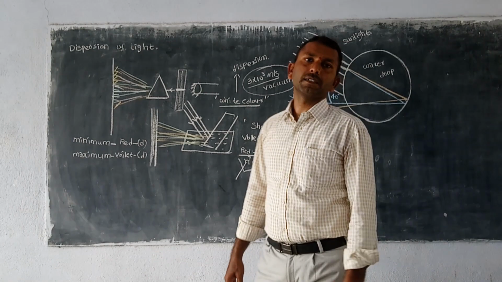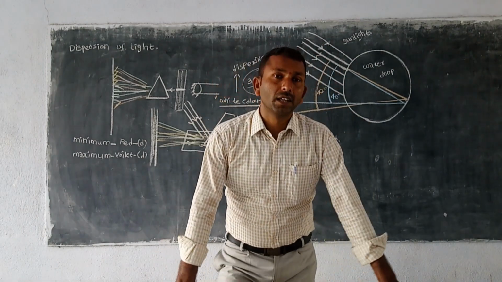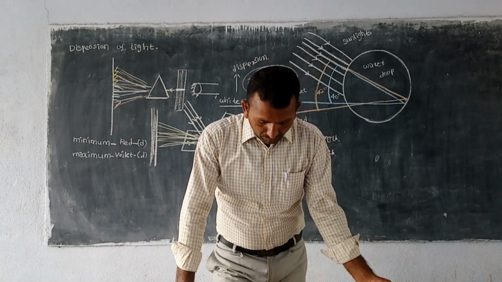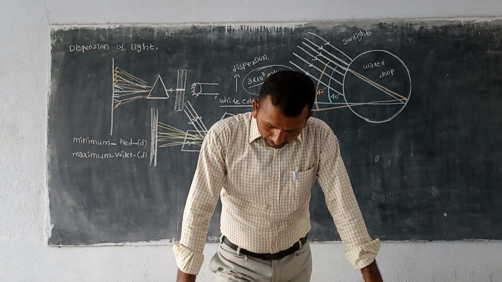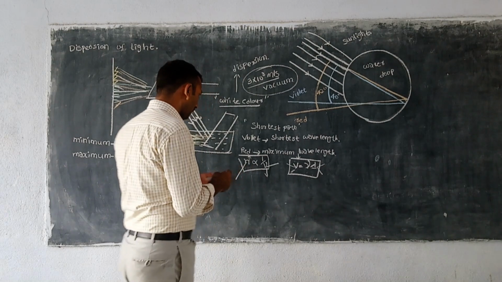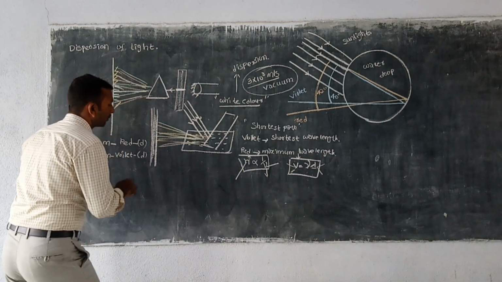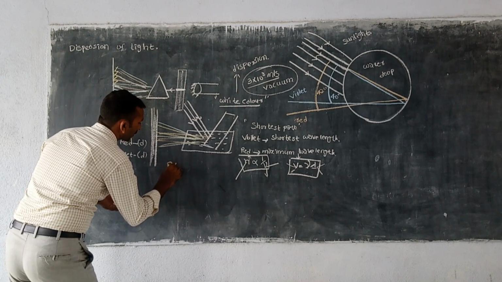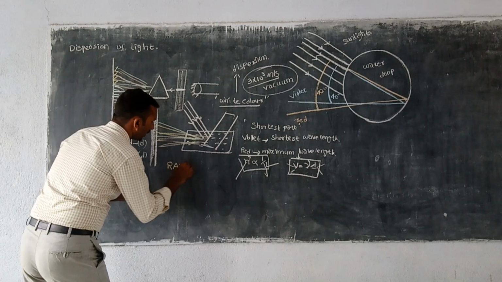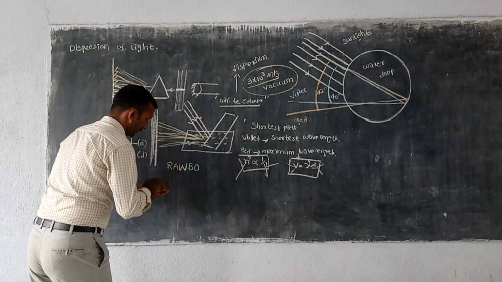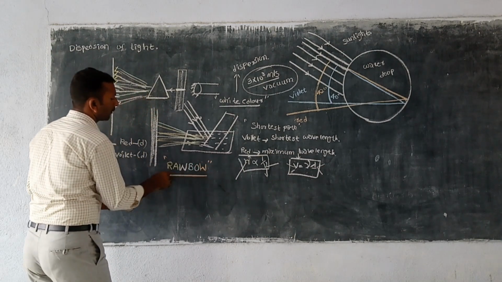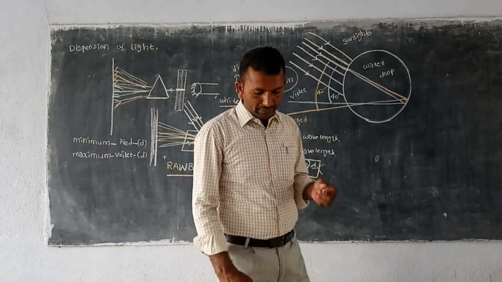Can you see them in nature? Yes, we have seen them a number of times in nature. What is that? Your answer is certainly a rainbow. That is a good example of dispersion of light. So what is the best example of dispersion of light? Rainbow. Rainbow is the good example of dispersion of light in nature.